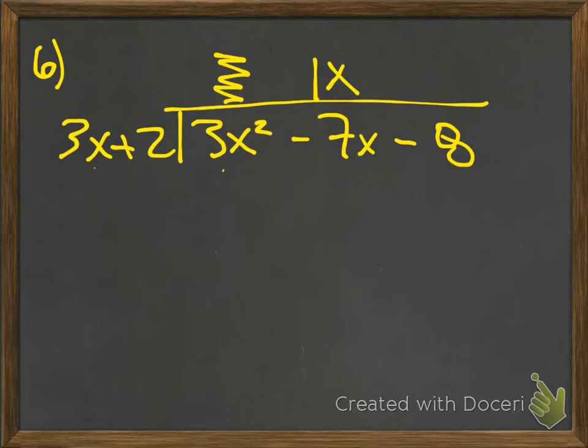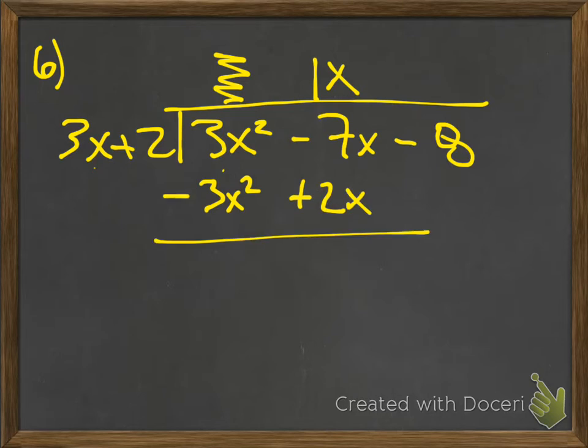Then you take the 1x and multiply. 1 times 3 is 3x squared. 1 times 2 is 2x. Then change your signs. Negative 7 minus 2 is going to be negative 9. Bring down the 8. What is negative 9 divided by positive 3?